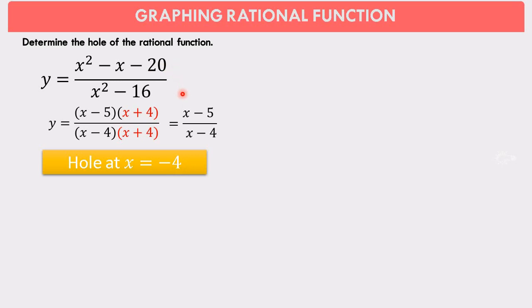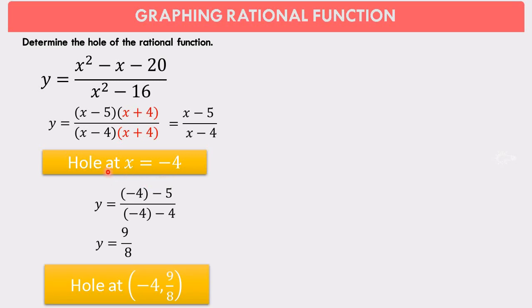Okay, so the hole is at negative 4. Since the hole is at x equal to negative 4, we need to find its coordinate. So we substitute negative 4 into the new rational function, and we have y equals 9 over 8. Therefore, the coordinates of the hole are (negative 4, 9/8).